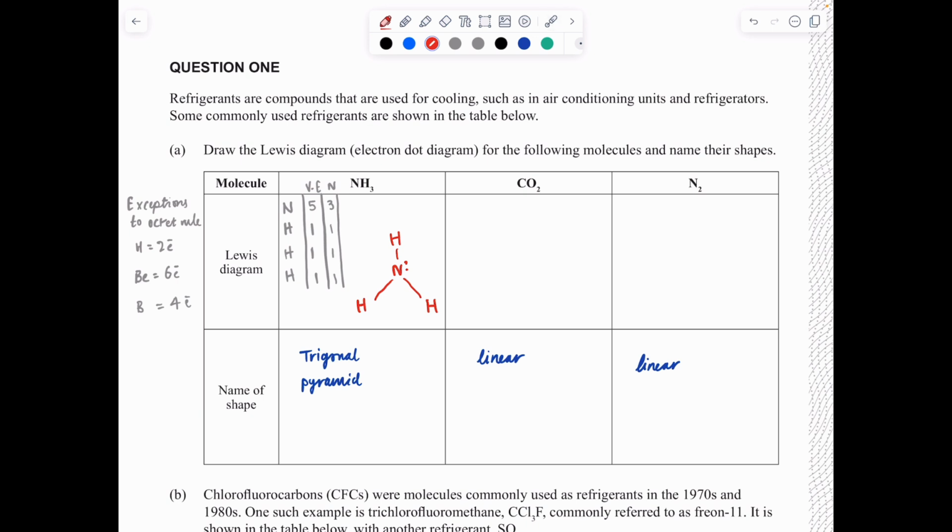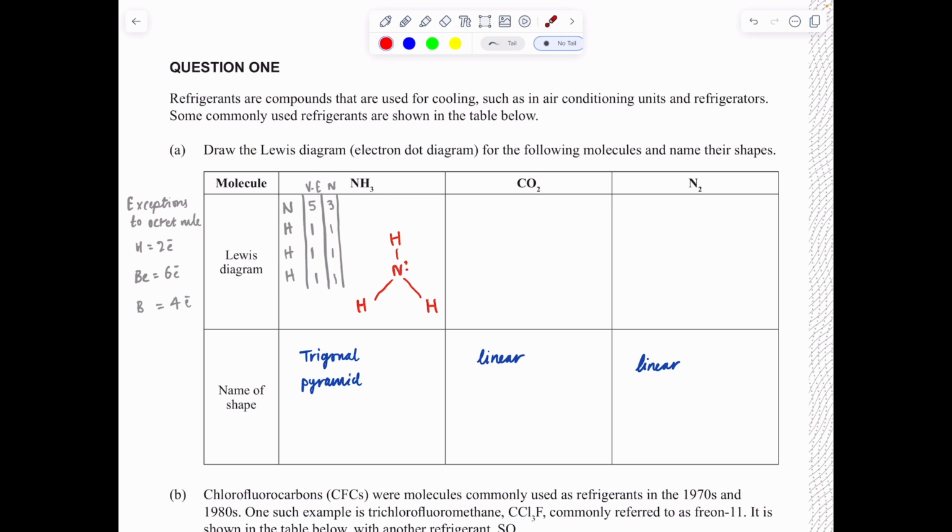Does hydrogen have its full outer shell of 2? Well, as I said before, this bond counts for 2 electrons, so this hydrogen has 2, this hydrogen has 2 electrons, and this hydrogen has 2 electrons, which it's sharing with nitrogen.